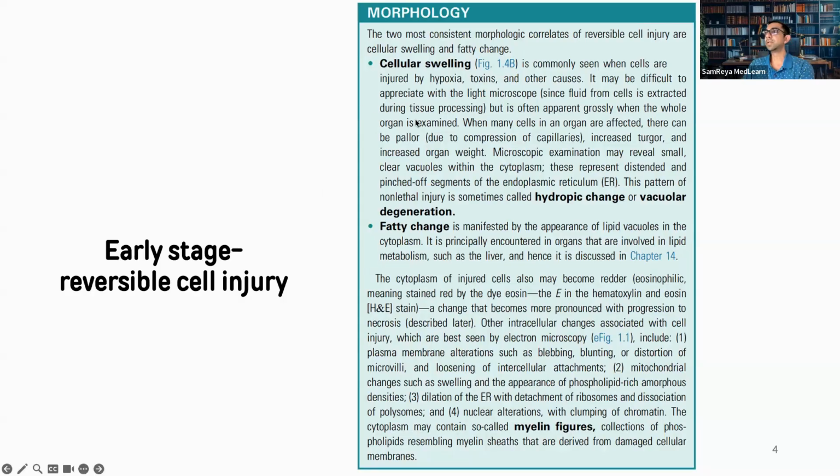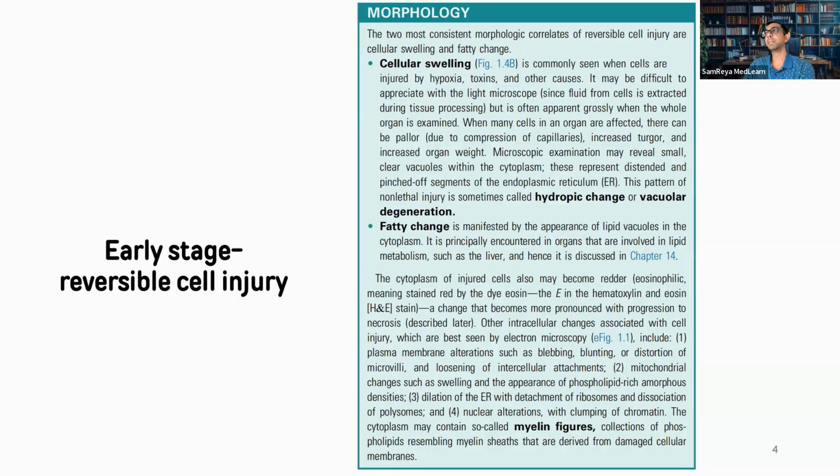One is called cellular swelling, because water starts moving into the cell. So cell swelling occurs. The second one is fatty change. Fat accumulates within the cell. Fatty change occurs especially in the cells which deal with a lot of fat, meaning they process a lot of fat. That is the liver cells, isn't it? So fatty change is very commonly seen as a feature of reversible injury in the liver cells. Most of the other cells, epithelial cells, undergo cellular swelling. Both of these features are the evidence of reversible stages of cell injury.